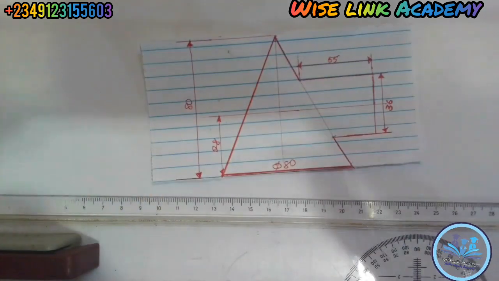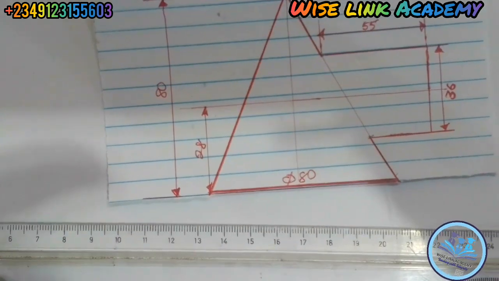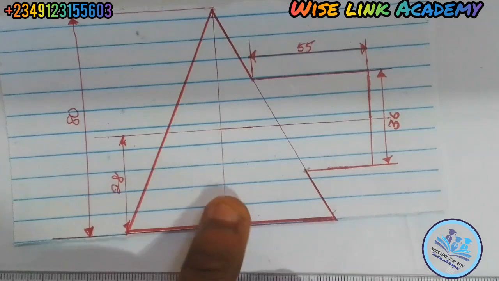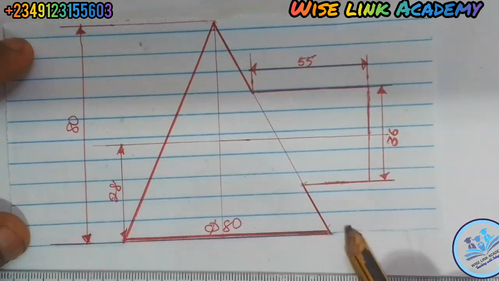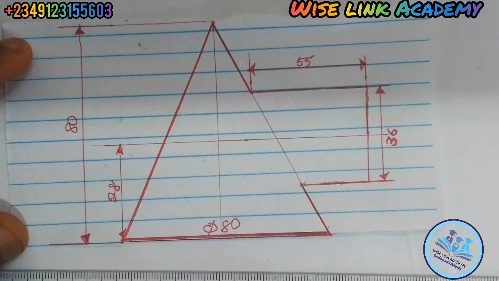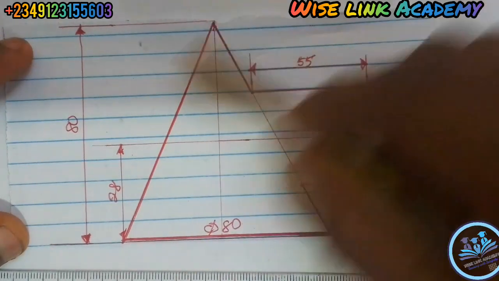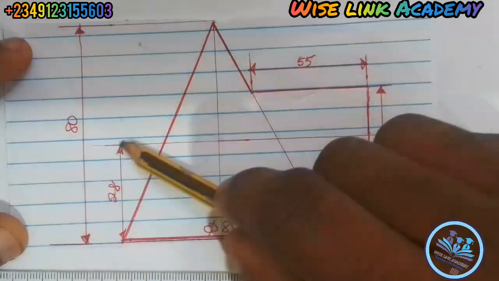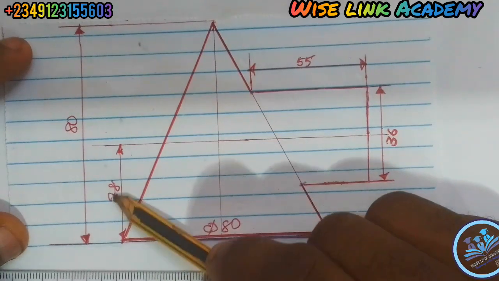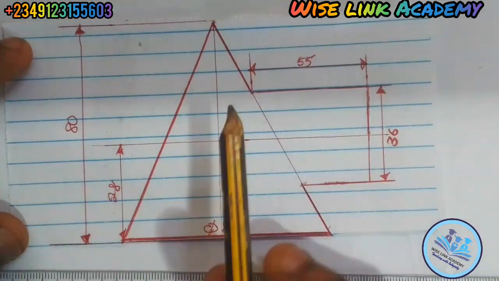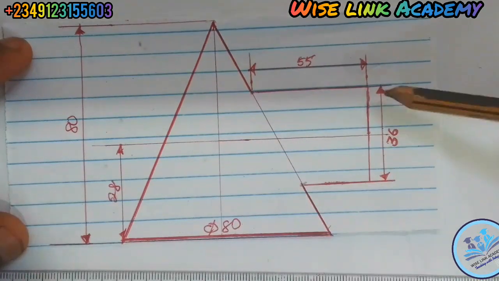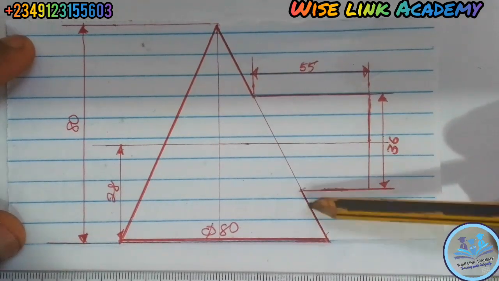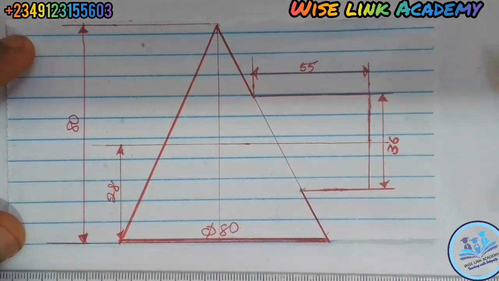Let me show you some things before we start. As you can see, this cone has a baseline diameter of 80. They told us the height of this cone is 80. They also told us that from this baseline to this center point is 28. From here to this place is 55, while the dimension from here to here is 36. So now let's start. Let's replicate this to our board and see what we're having.